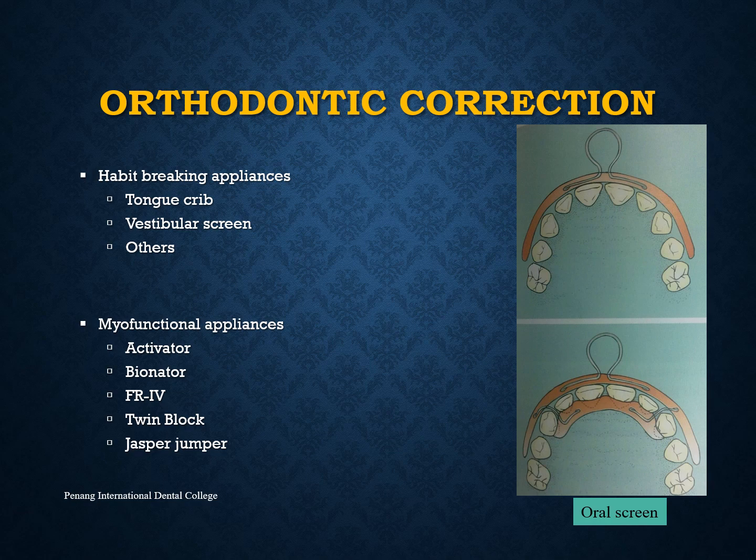Now, suppose a habit is the etiology, okay? So you give a habit breaking appliance, right? And if you see that growth of your maxilla or the mandible is the problem, you give an orthopedic or myofunctional appliance, right? So depending upon what the etiology is, you have to focus more on it. There are a few habit-breaking appliances that can be given, which are your tongue crib, vestibular screen, and bluegrass appliance. For myofunctional appliances, you can give an activator, bionator, Frankel 4, twin block, and Jasper jumper.